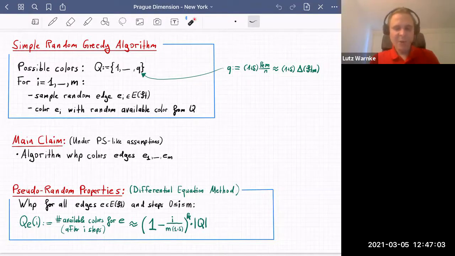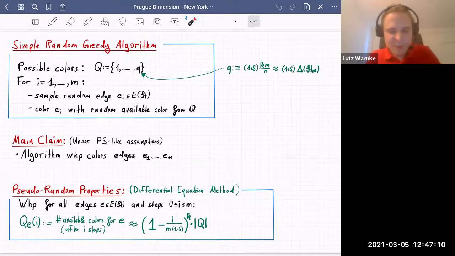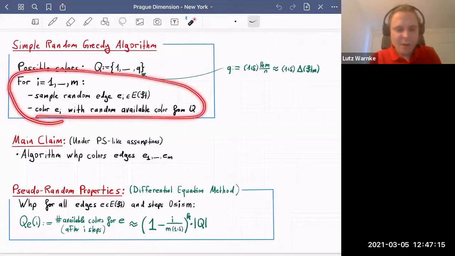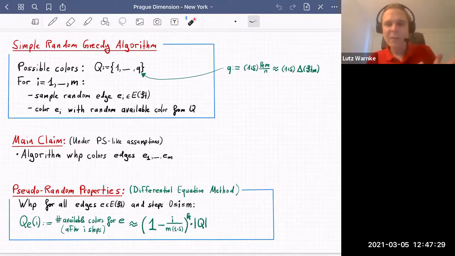What kind of properties go into the analysis here? Let me just give you a glimpse. What are the kind of statements one needs to prove? As we already observed, to show that this algorithm succeeds, the key thing to show is that at this step, when we actually color an edge, we always have some colors left to use. So in the algorithm, it's very natural that we want to keep track of how many colors I can still use at this particular point. This is what the variable Q_E will do. It counts the number of available colors for E after i steps.